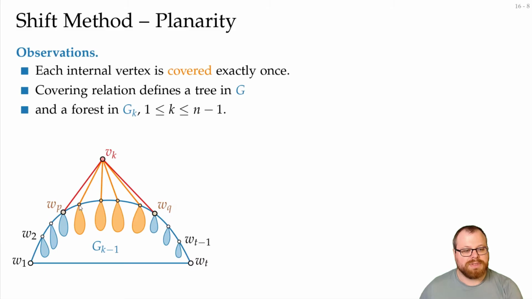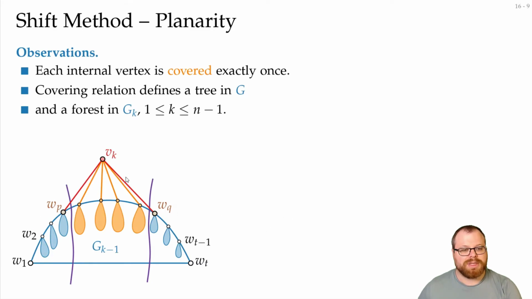This vertex covers this here, and this might cover others here, but this one here is not covered by vk, so we have a bunch of different trees, and a bunch of trees is a forest. Now what do we have to do to make sure that our drawing is planar? After we do this cut, we have to make sure that 1, the new edges don't cross anything that was there before, and 2, that what was there before is still drawn planar.